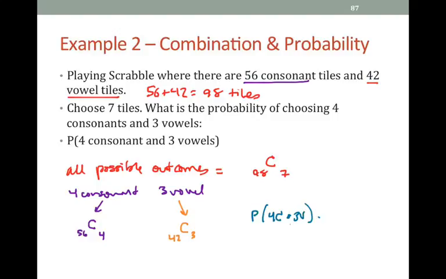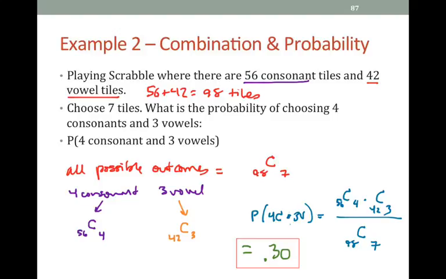So the probability of 4 consonants and 3 vowels is 56 choose 4 times 42 choose 3 all over 98 choose 7. When I work that out, I get 0.30 as the probability. So the probability you get 4 consonants and 3 vowels is 0.30.